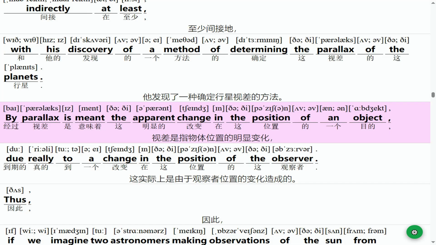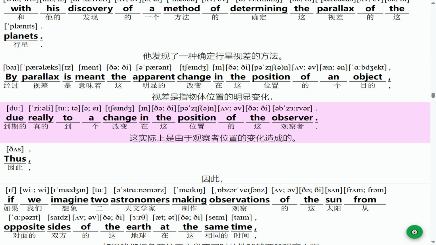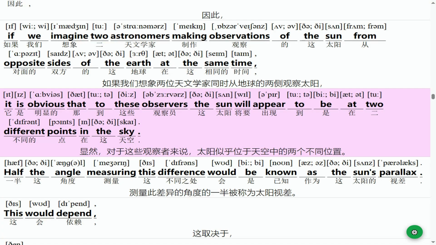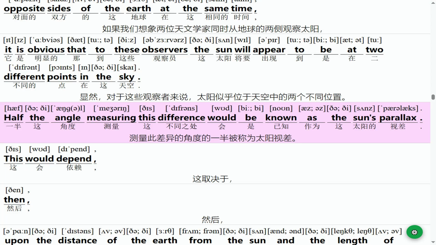By parallax is meant the apparent change in the position of an object, due really to a change in the position of the observer. Thus, if we imagine two astronomers making observations of the sun from opposite sides of the Earth at the same time, it is obvious that to these observers the sun will appear to be at two different points in the sky. Half the angle measuring this difference would be known as the sun's parallax.